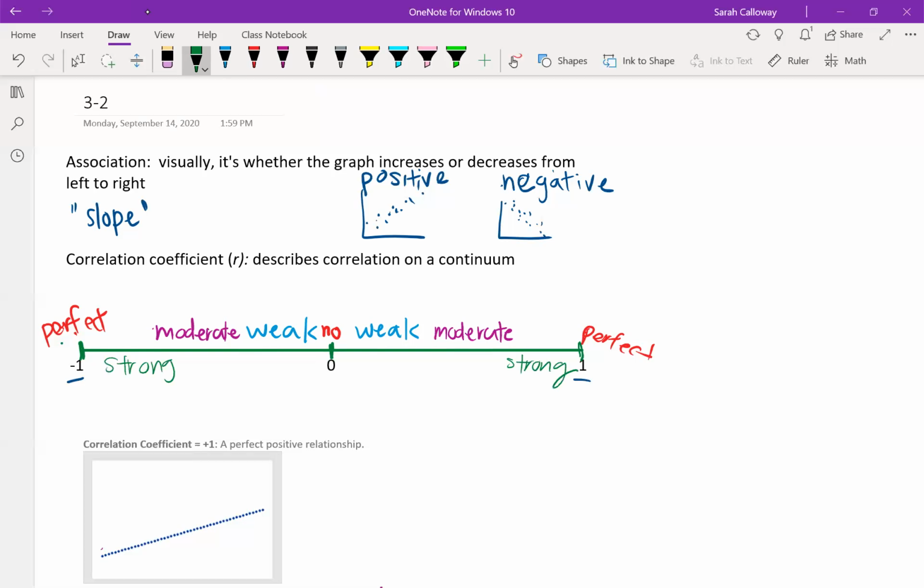So there are no numbers that they give. It's not like between, I don't know, 0 and plus or minus 0.3 is weak. There are no values like that. It's really kind of relative, so that's part of what makes this a little bit more complicated. The next thing we're going to do is look at some visuals with that correlation coefficient, so what R values look like on a graph.